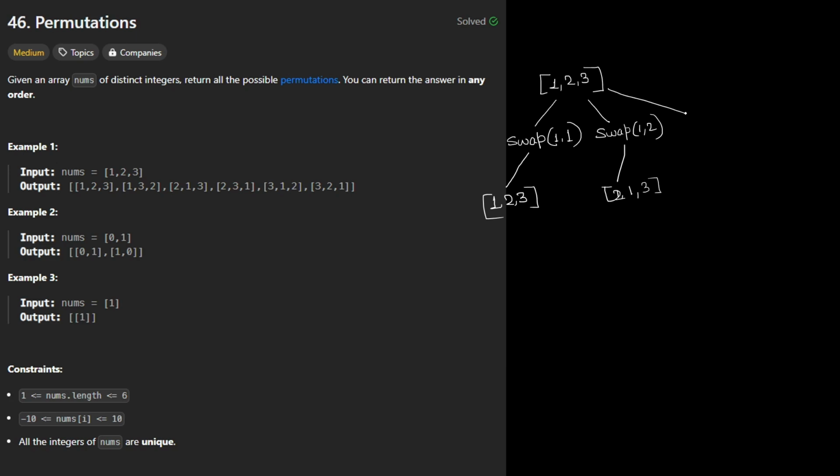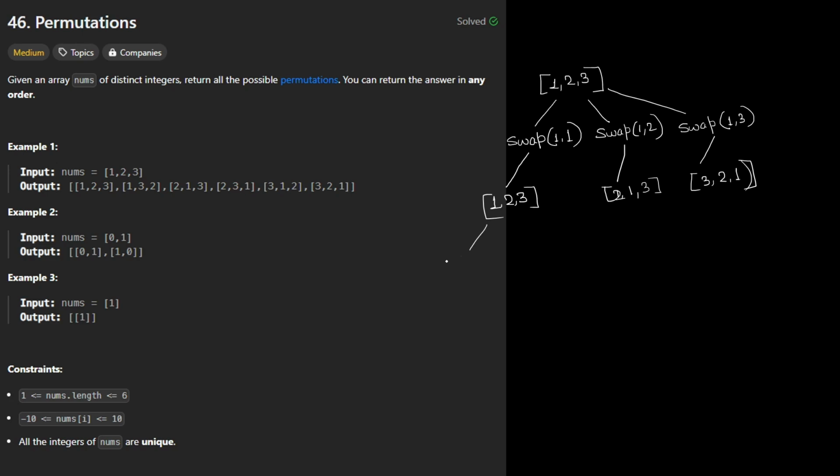And I can perform another swap, which is going to happen on 1 and 3, and I'm going to get the value 3, 2 and 1. Once that is done, in this first swap branch, I can again swap in two more ways, because 1, 1 is done.